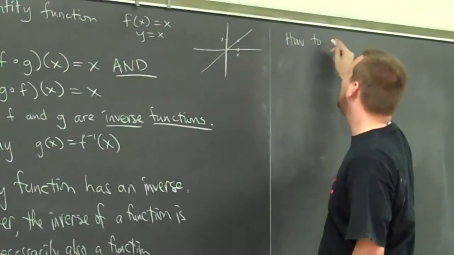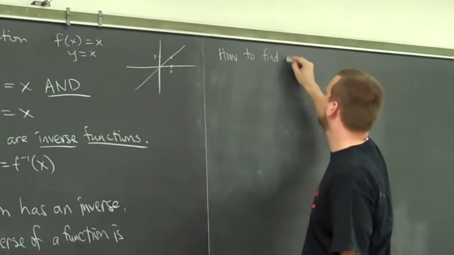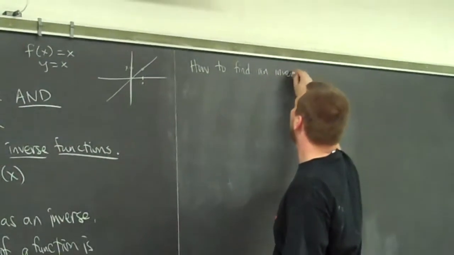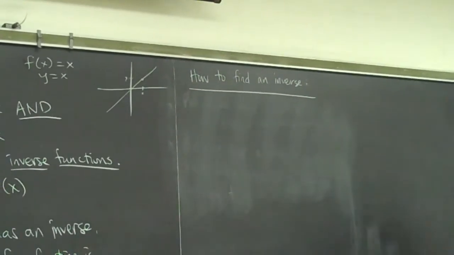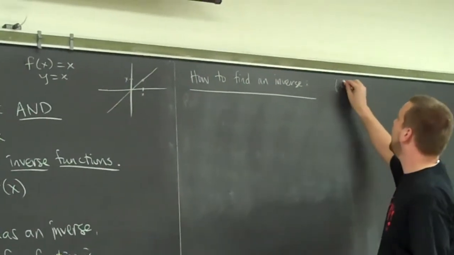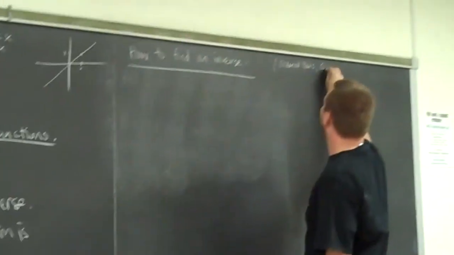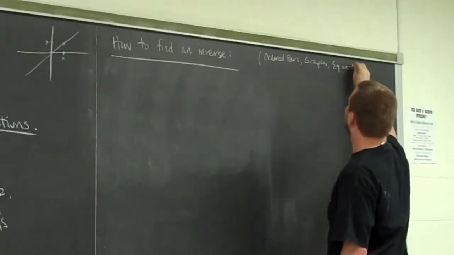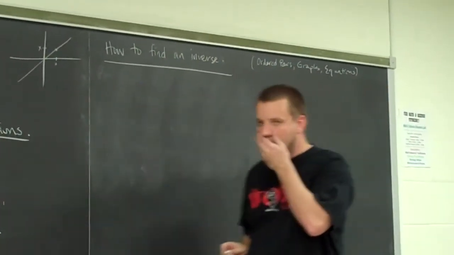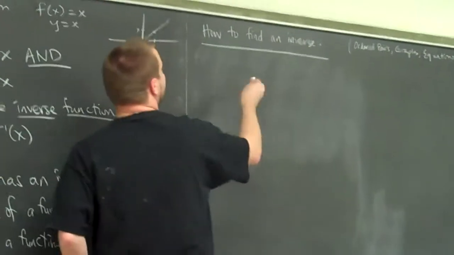And we're going to look at this three ways. In three different situations, three different settings. Alright, we're going to look at ordered pairs. We're going to look at graphs. And then we're going to look at equations. Okay? Those are the three kinds of functions that we're going to talk about. And how do we find their inverses, starting with ordered pairs.